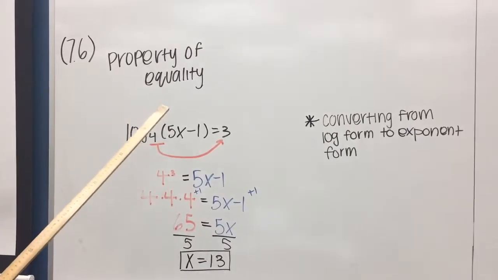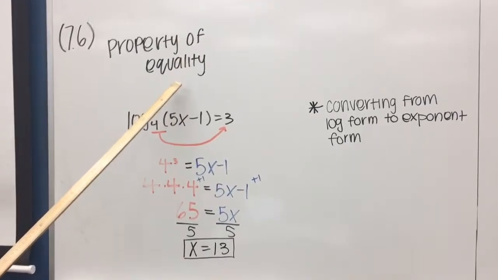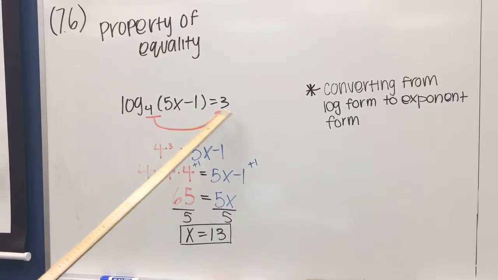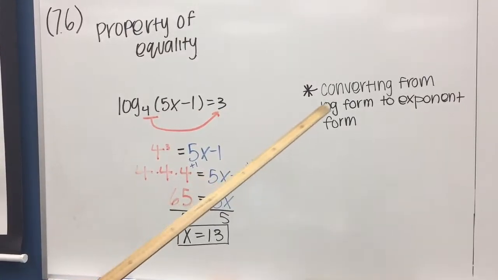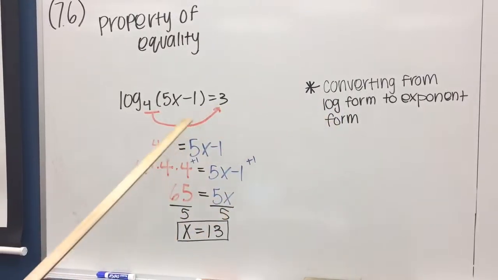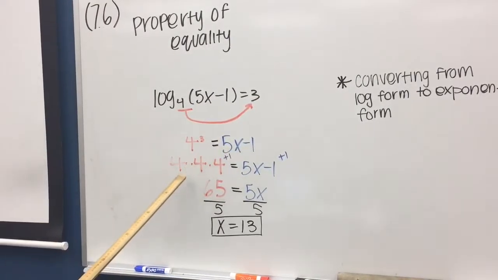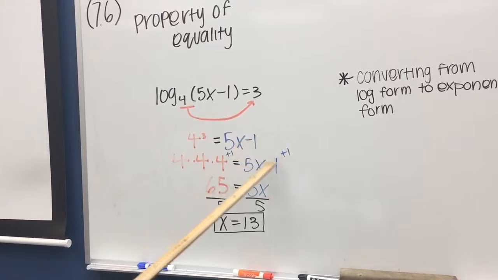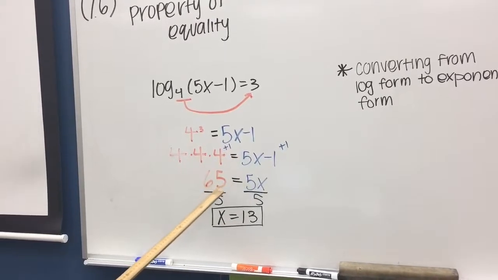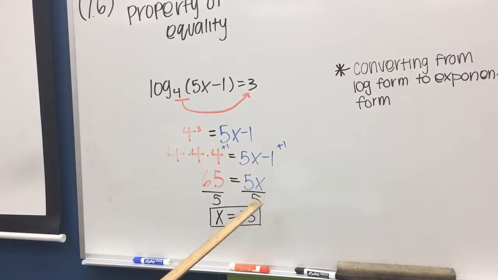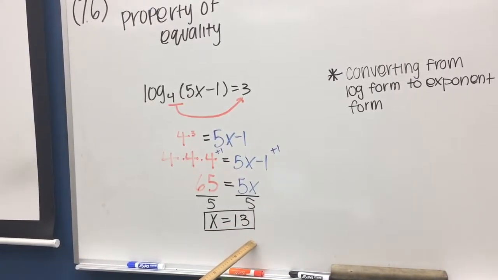So we're going to be solving the first logarithmic equation with the property of equality. This equation states log base 4 of 5x minus 1 equals 3. What you're trying to do is convert from log form to exponent form. So you get 4 cubed equals 5x minus 1. You work out your 4 cubed and you add 1 to both sides. So you get 65 equals 5x.